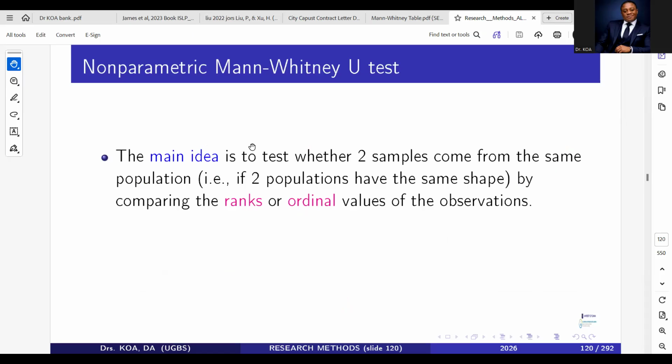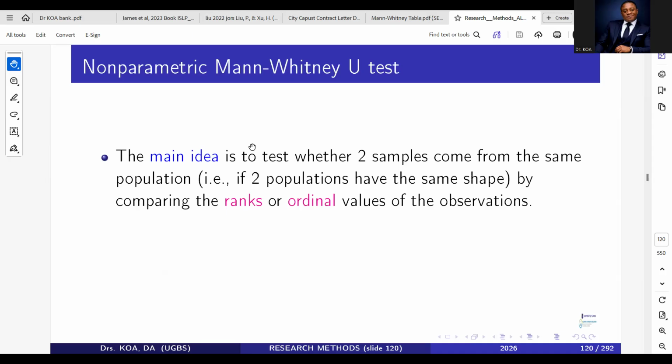Mann-Whitney U-test is used when the data is not normally distributed. That's the first point. And the sample is 2, and the subjects are separate. They are also different. So we are dealing with 2 samples.